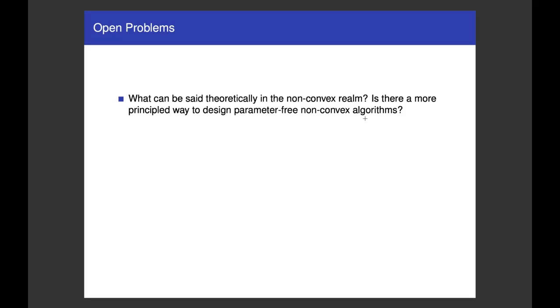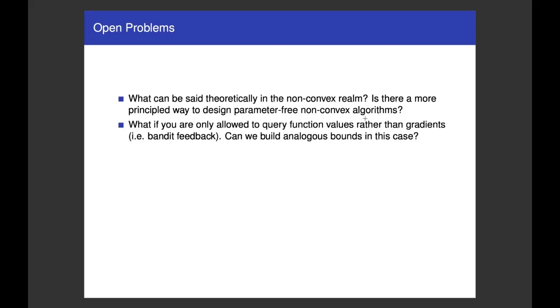Okay, so finally, I want to conclude with some open problems. Here are a few. So first, I think the obvious one is, what can we say in the non-convex realm, right? We had to do a lot of tricks and tweaks here. Can we get something that's a little bit more principled or prove that there is no such thing? What can we say here at all? What if you're allowed only to query function values rather than gradients? This is the bandit feedback model. Is it possible to build analogous bounds? Or again, it might be true that the bandit setting is somehow fundamentally harder, and so you can't do it. And that would also be an interesting thing to prove.